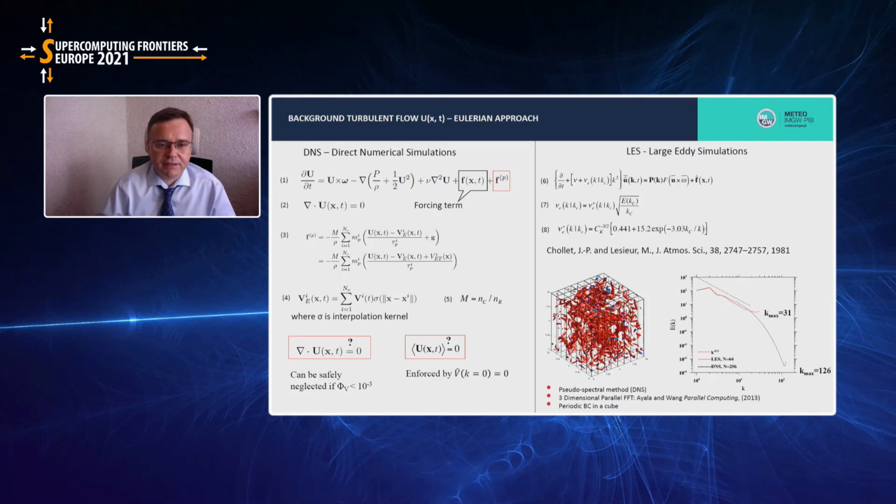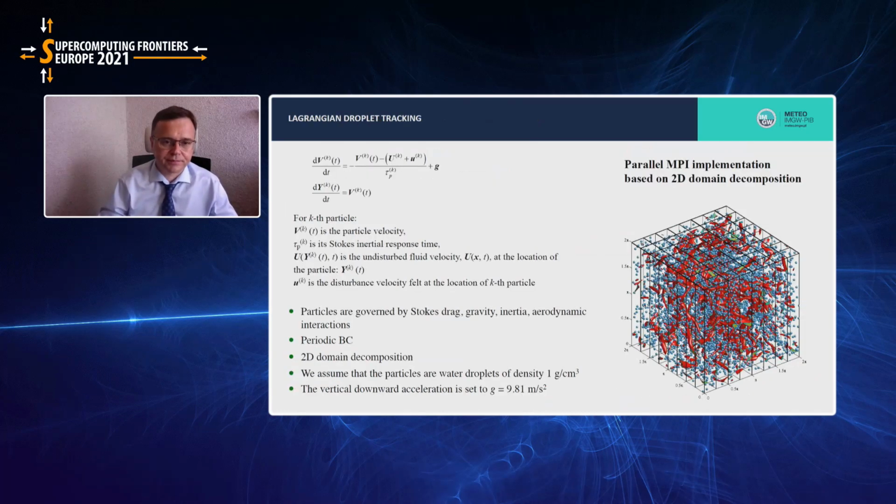On the bottom figure, you see what the vorticity flow field looks like from our simulation. And on the right-hand side, you may see a comparison of energy spectra from DNS, the black line, and LES, plotted using the red line. So in DNS, we are able to cover a wider range of the energy spectrum.